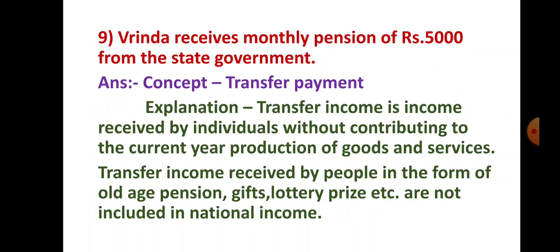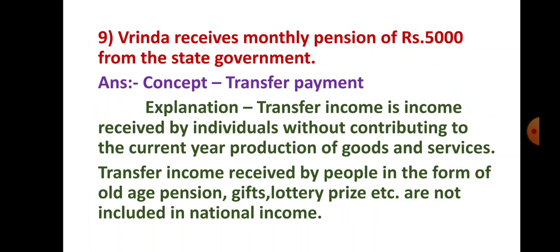Vrinda receives monthly pension of rupees 5000 from the state government. So what is the concept here? First thing is you have to identify the concept, and here concept is a transfer payment. After that you have to explain what is transfer payment. Okay, so transfer income is an income received by individuals without contributing to the current year production of goods and services. So transfer income received by people in the form of old age pensions, gifts, lottery prize, etc.